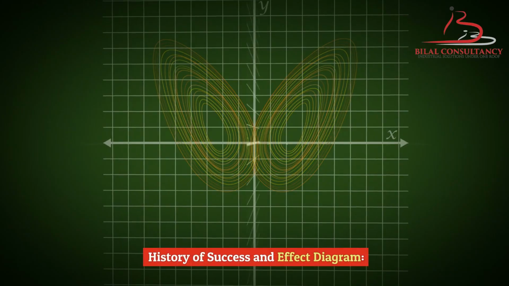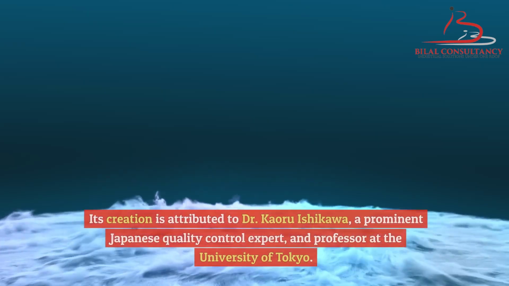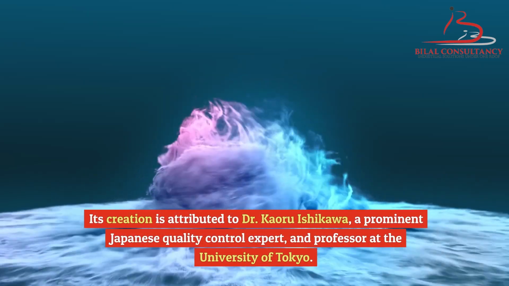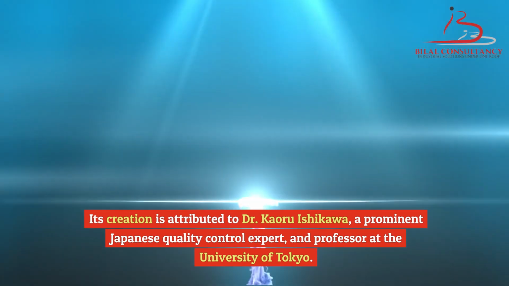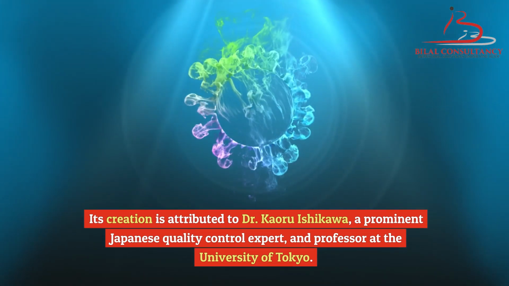History of success and effect diagram. The history of the effect diagram, also known as the fishbone diagram or Ishikawa diagram, traces back to the 1960s in Japan. Its creation is attributed to Dr. Kaoru Ishikawa, a prominent Japanese quality control expert and professor at the University of Tokyo.